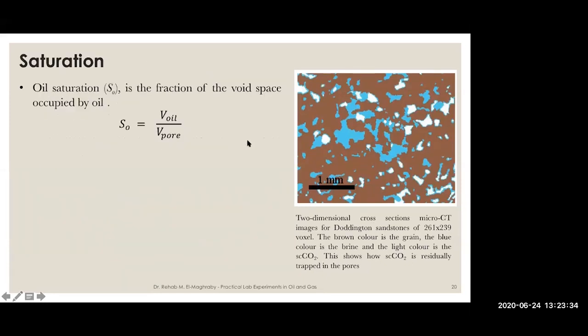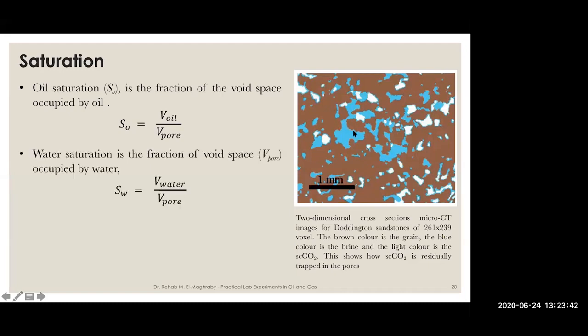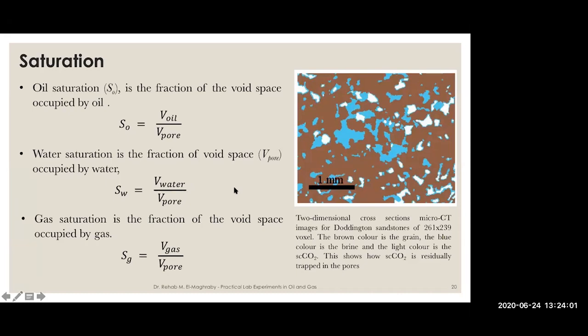Again, for the water saturation, if you want to know the volume fraction of this blue shaded area, you will calculate the volume of water in this area divided by all the pore volume. The pore volume contains blue and white. The brown shades are the grains. So what about gas saturation? Gas saturation, again, is the volume of the gas divided by the pore volume.